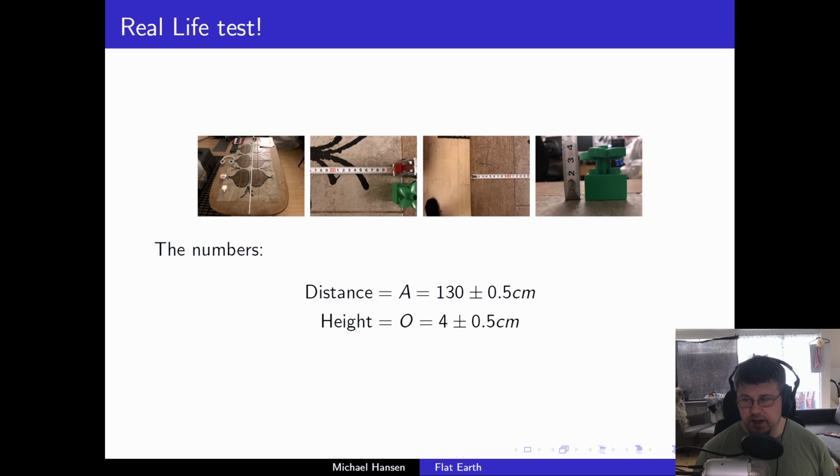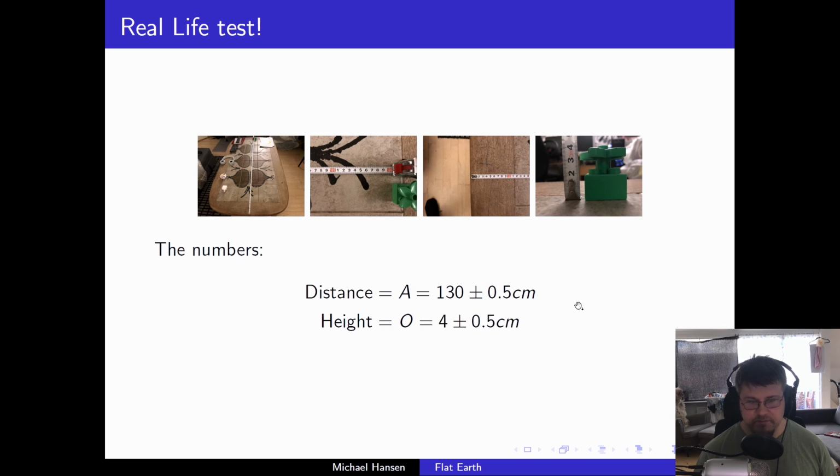Now, in order to account for any measurement errors that I have made, because you always make measurement errors. That's right, flat earthers. Whenever you make a measurement, whenever you take a picture, whenever you do anything to measure something, you have to include some kind of error. So I have chosen to say that my measurement is within plus or minus half a centimeter. So the distance, which is the adjacent, is 130 plus or minus 0.5 centimeters. And the height of this Lego thingy is the opposite, which is 4 centimeters plus or minus 0.5, that's half a centimeter.